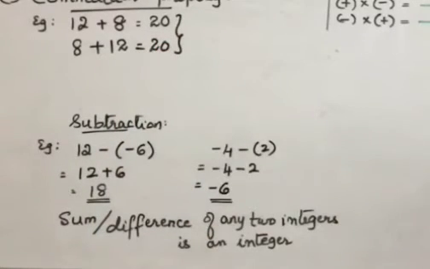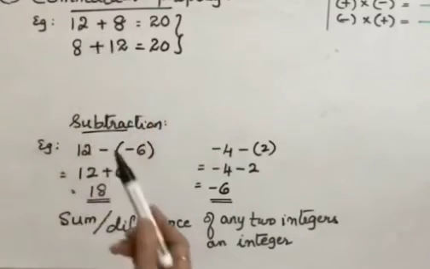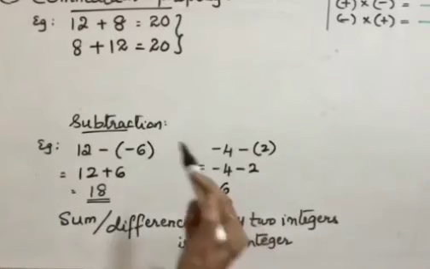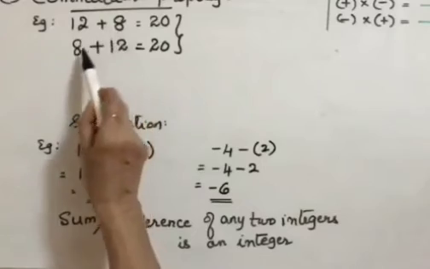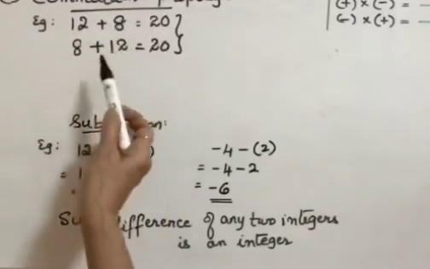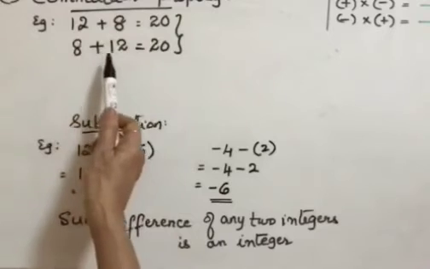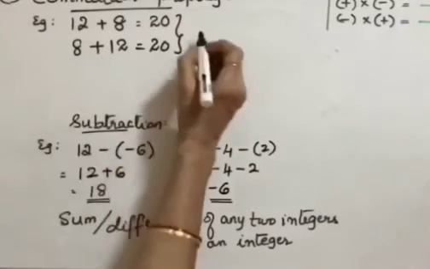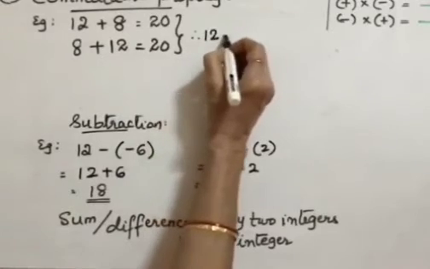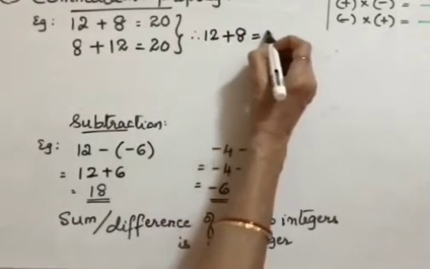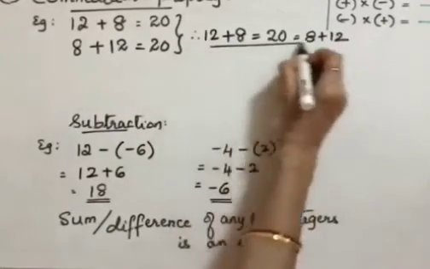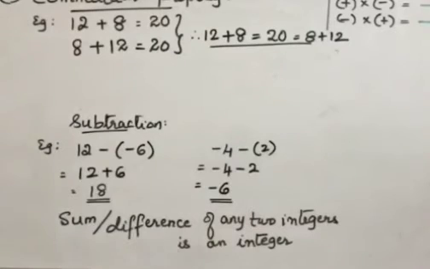Observe carefully. What I have done here is I have changed the order of the addends. I have changed the order of the integers. First 12 plus 8 is 20. Next I have changed the order. It's 8 plus 12. But the result is still 20. One more example I'll take. So I can write 12 plus 8 equals 20 equals 8 plus 12. I hope this is clear. One more example.